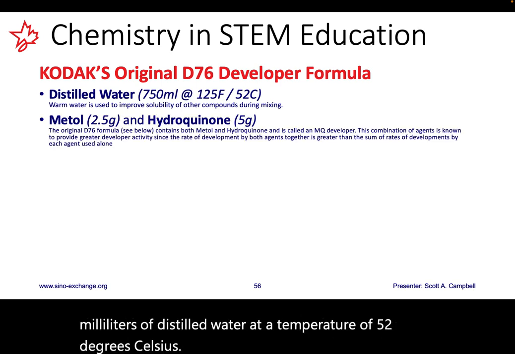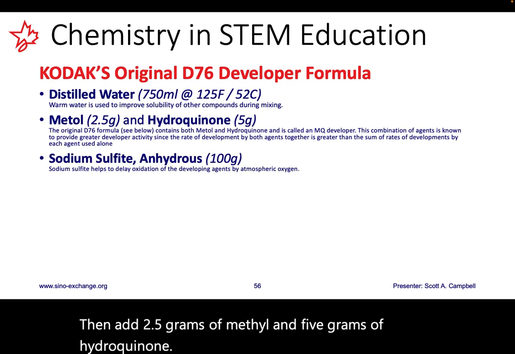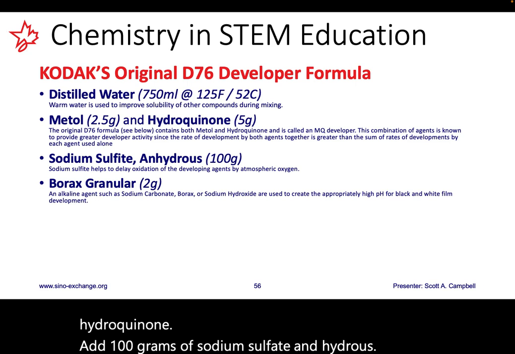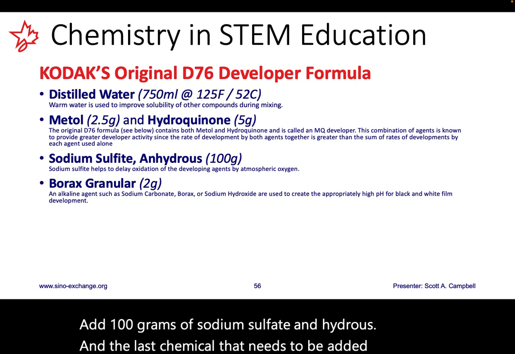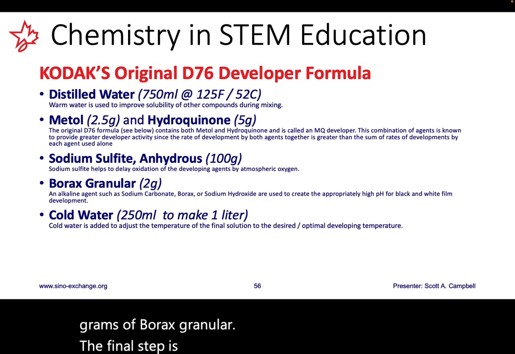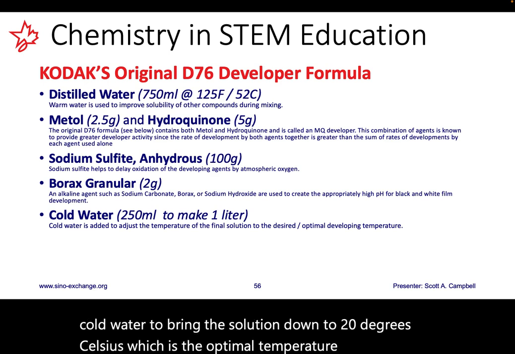Then add 2.5 grams of metol and 5 grams of hydroquinone. Add 100 grams of sodium sulfite, anhydrous. And the last chemical that needs to be added is 2 grams of borax, granular. The final step is to add an additional 250 milliliters of cold water to bring the solution down to 20 degrees Celsius, which is the optimal temperature for developing film.